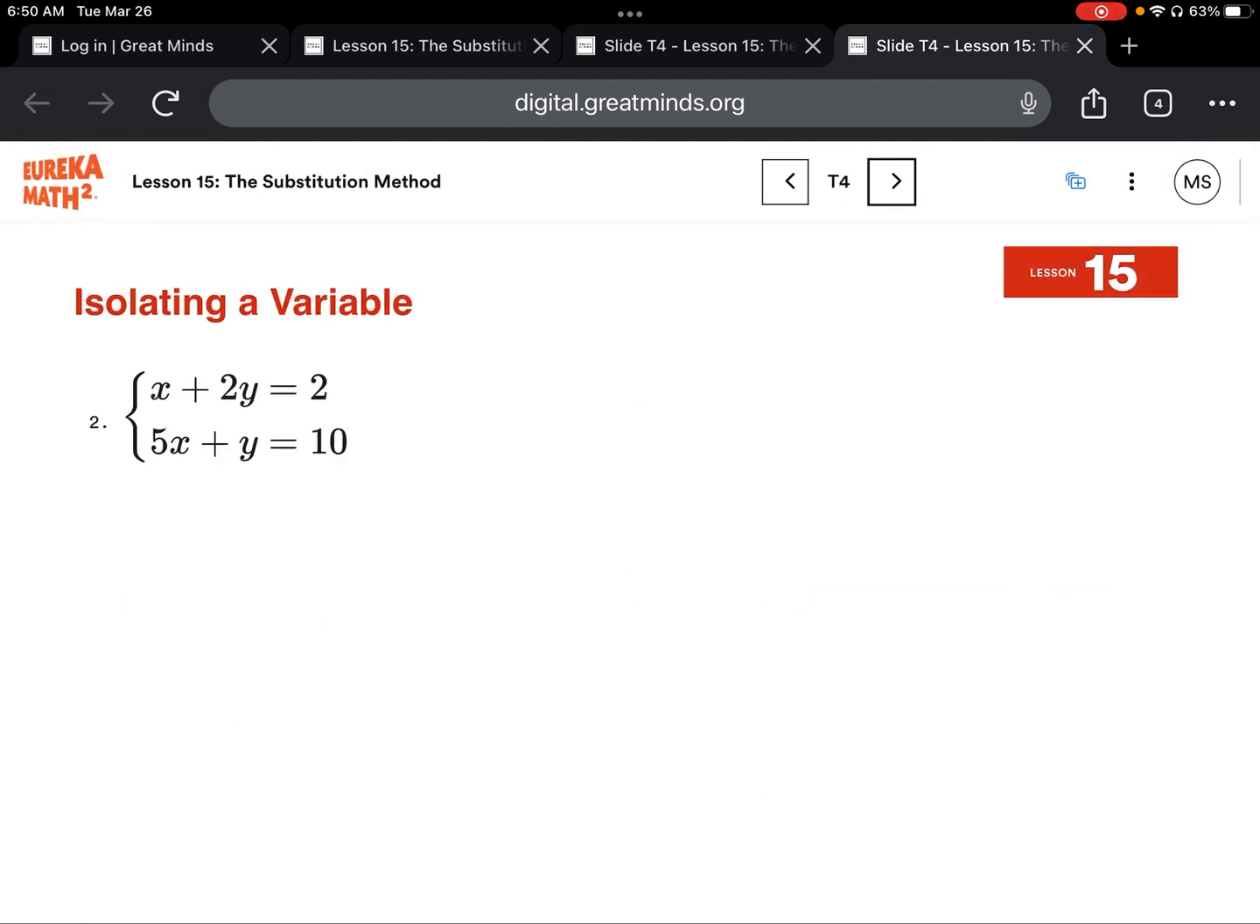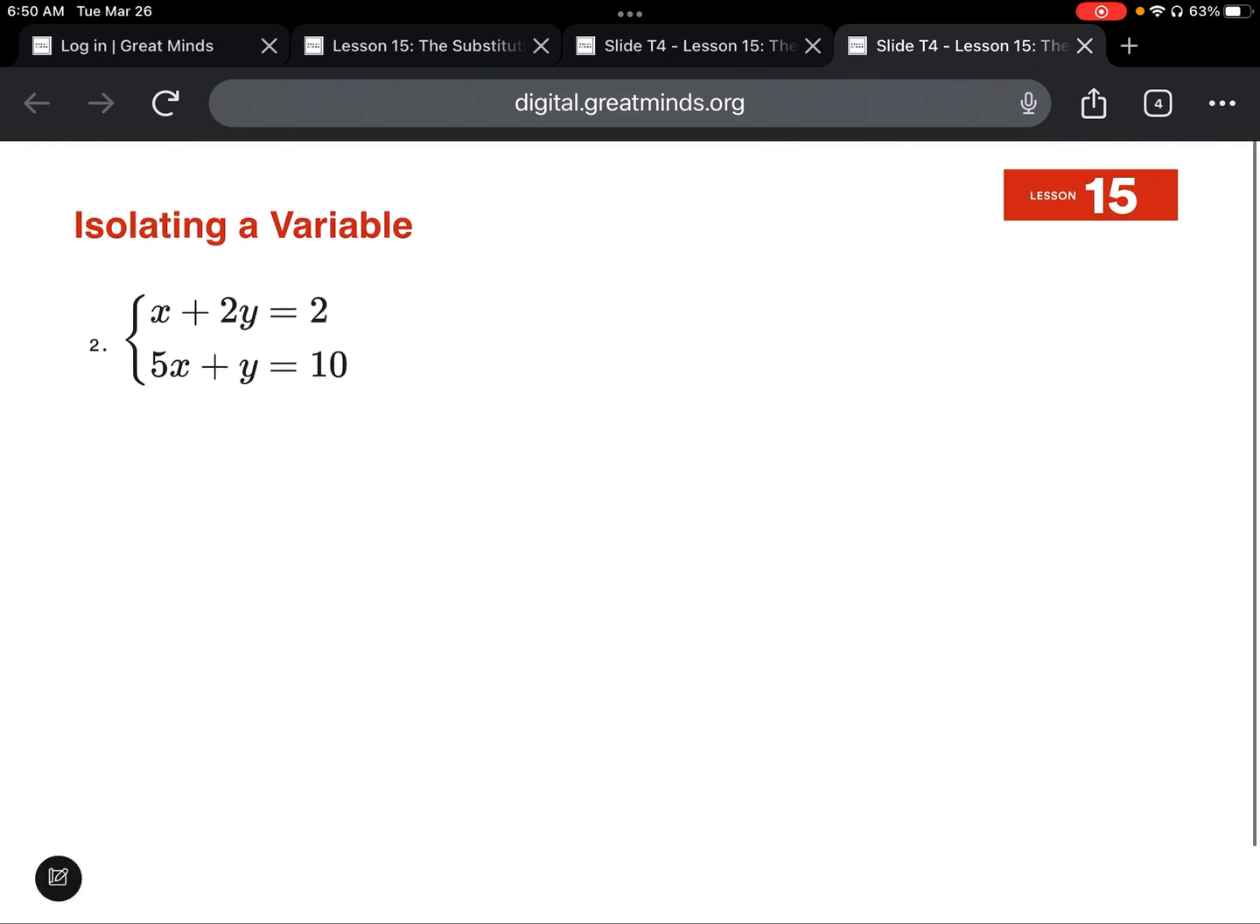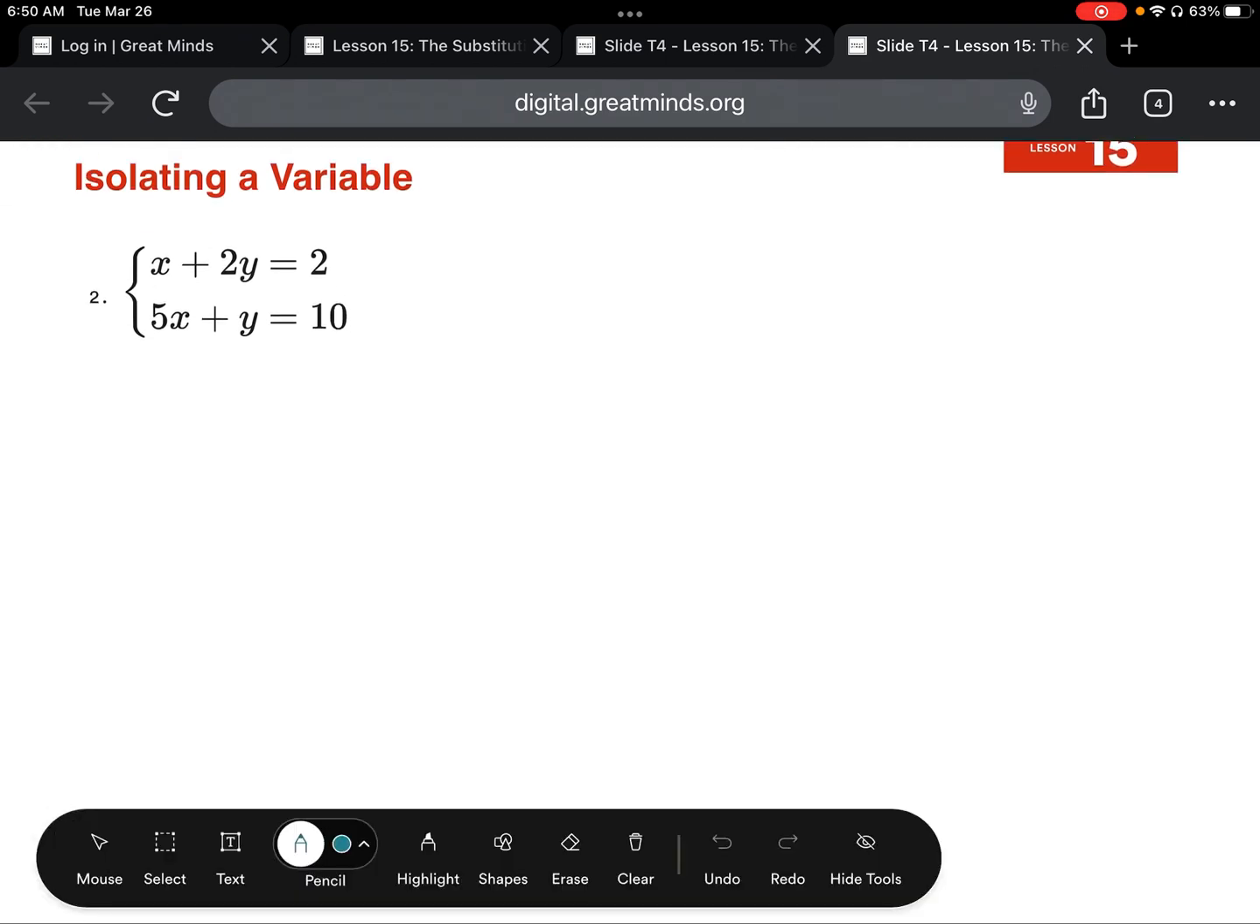All right. The next problem, problem 2, looks a little different. We don't have either one of these equations as x equals or y equals, and nothing is the same. So we really need to turn one of these into y equals. It does not matter which one. I'm just going to pick the one that maybe looks the easiest to put into slope-intercept form. So I'm going to pick the top one, turning this into slope-intercept form.